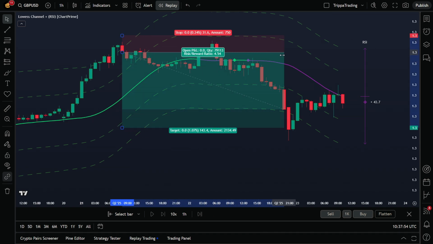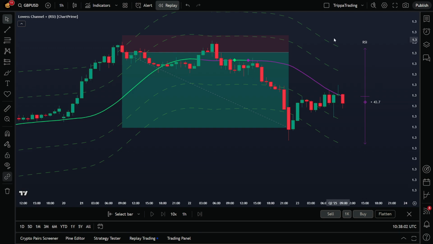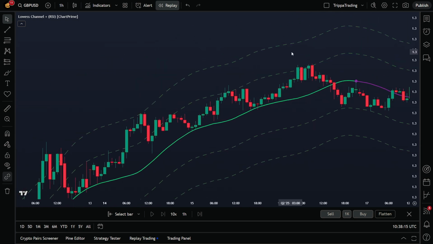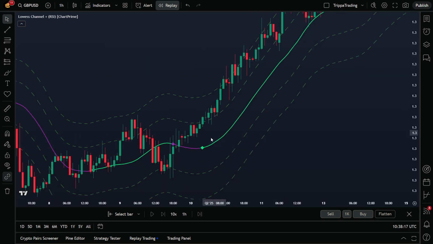The lowest channel plus RSI indicator is a really solid tool that combines that advanced lowest smoothing for a responsive trend line with dynamic volatility bands and an integrated RSI gauge. It gives you a way to gauge the trend, spot potential overbought and oversold zones using the channel, and confirm momentum with the RSI, all in one package. It's pretty versatile, potentially useful for both trend following and catching reversals or bounces.